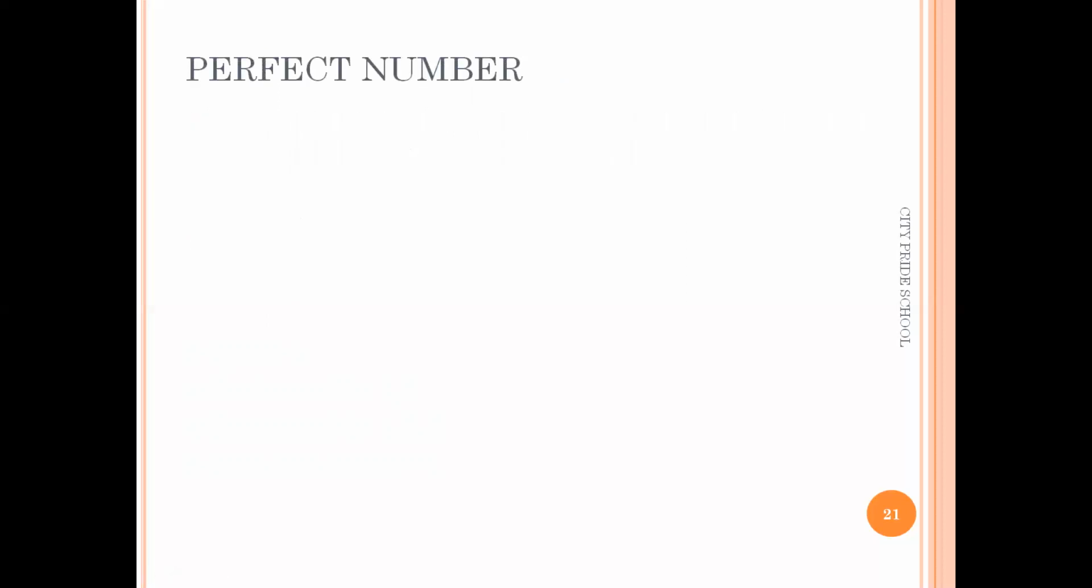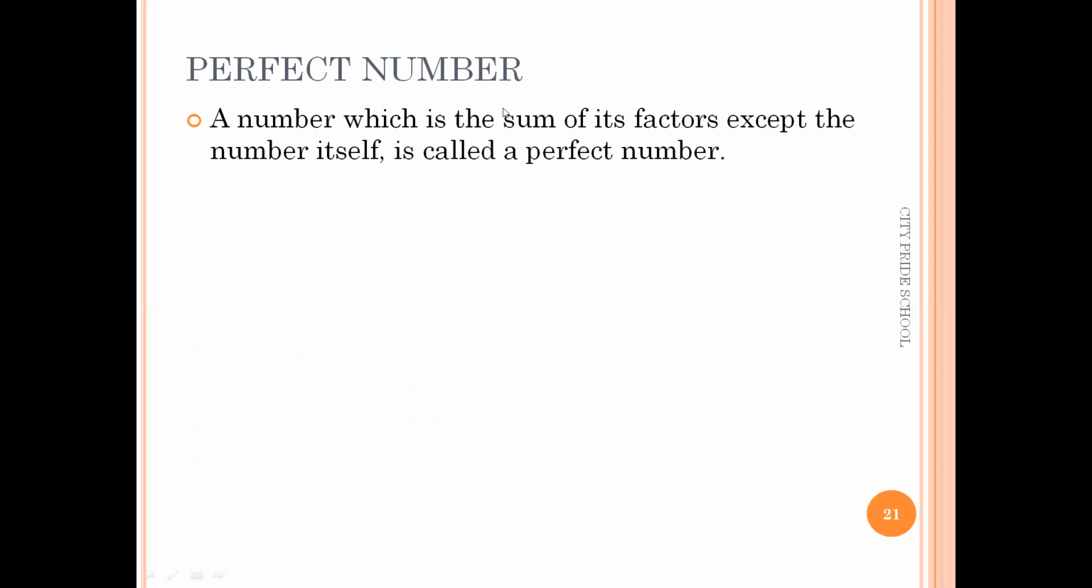Now the next topic is perfect number. What is meant by a perfect number? A number which is the sum of its factors except the number itself is called a perfect number. It means when we write factors of any number, like factors of 6 are 1, 2, 3 and 6. Now what is meant by a perfect number? A number which is the sum of its factors.